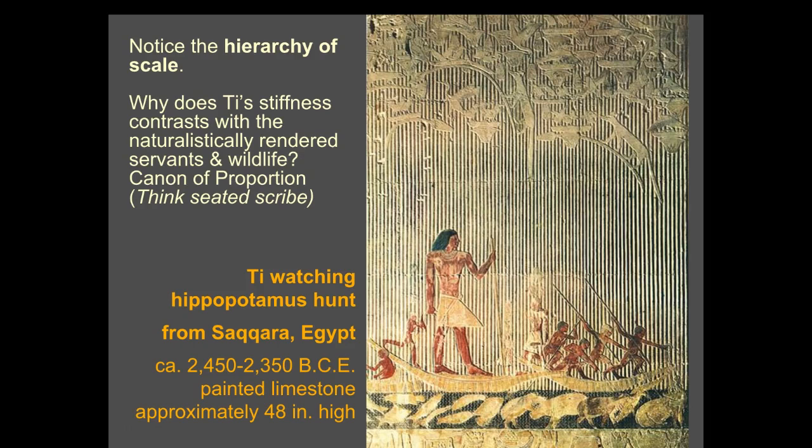So this is a painted relief in a mastaba of Ty, who was a governmental official. He was not a pharaoh, but he was very high up in society. Ty's boat glides through the gigantic papyrus, which is symbolizing a rebirth. So he's hunting, which is a memorial to the deceased Ty. That's what he did. He liked to hunt.